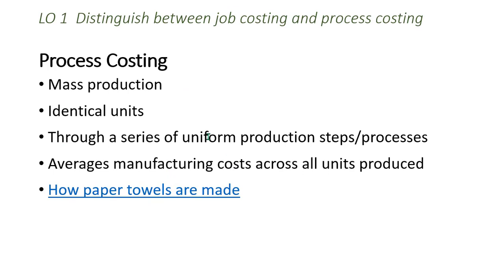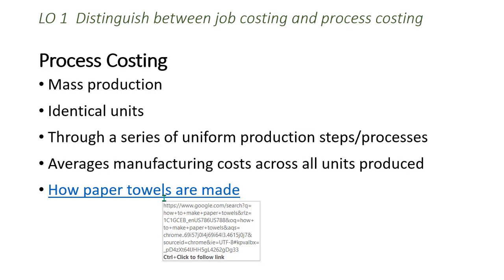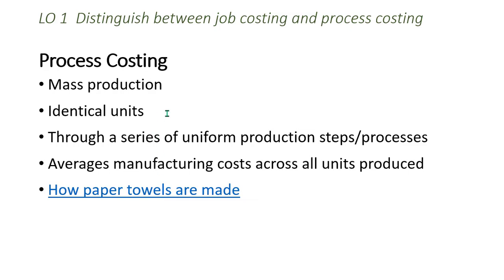Now, process costing is where you've got a big production, usually a big production process, and all the units are exactly the same. A really good example is paper towels. All these units go through the same uniform production processes or steps. And what we do is we average the manufacturing costs over all the units produced. That's how we trace it to the unit, because you really can't.